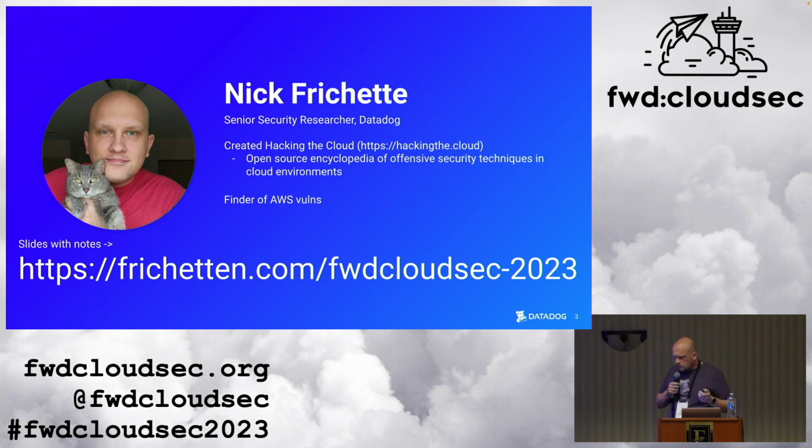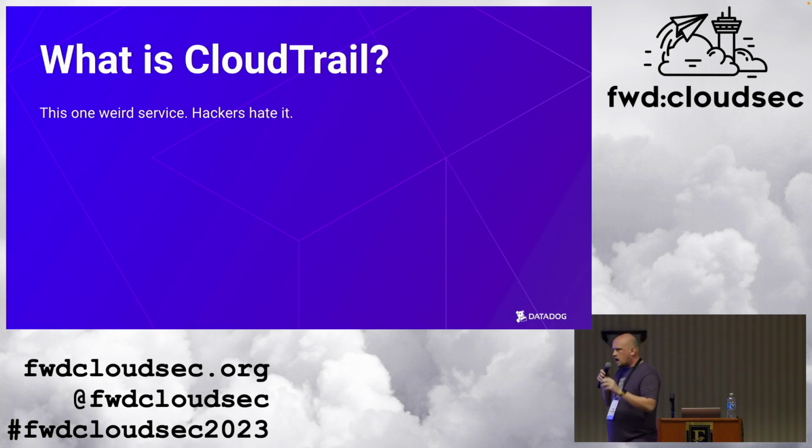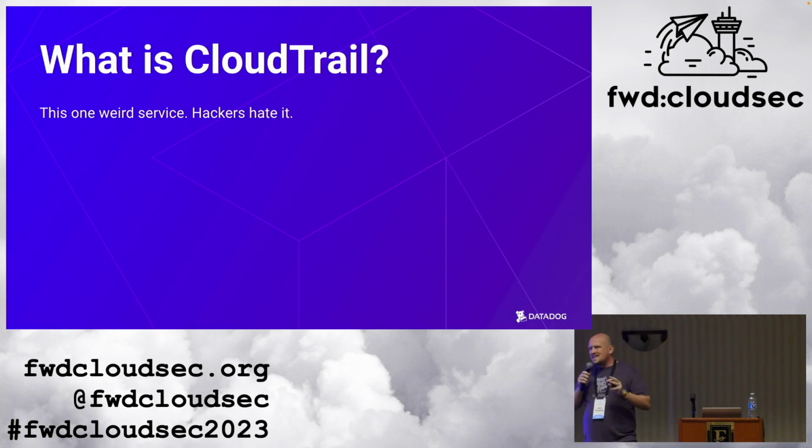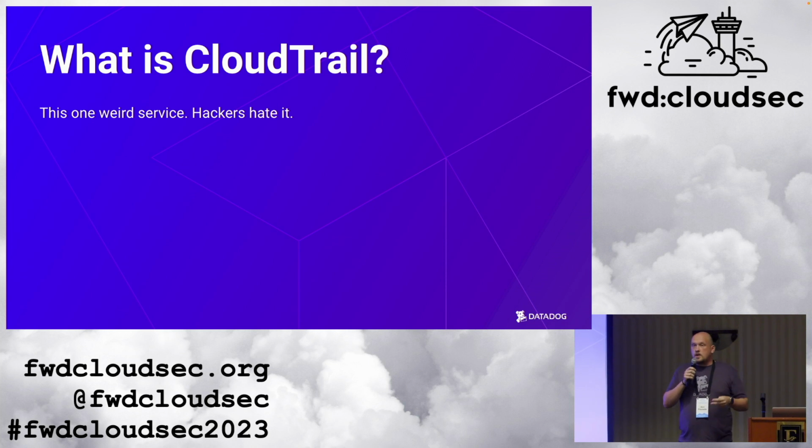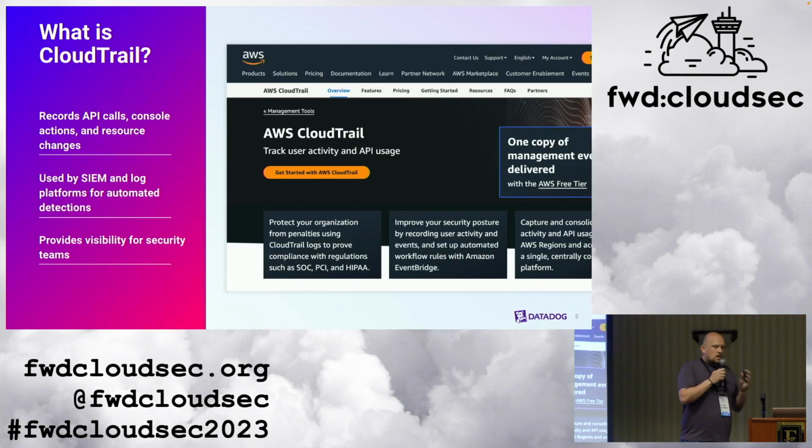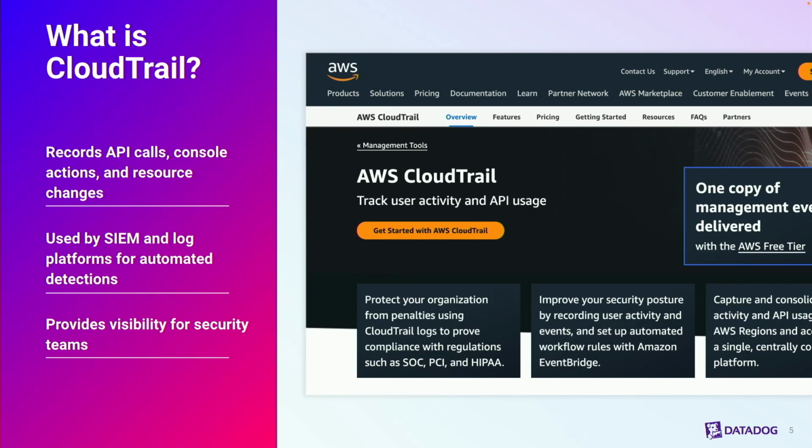So really quick, I recognize that fwd:cloudsec is a multi-cloud conference, and perhaps we have some folks who are more familiar with Azure or GCP. So really quick, what's CloudTrail and why is it a problem for bad guys? CloudTrail is a fundamental cloud security service from AWS. It's responsible for logging calls to the AWS API, and it helps security teams answer the question of who did what when in an AWS environment.